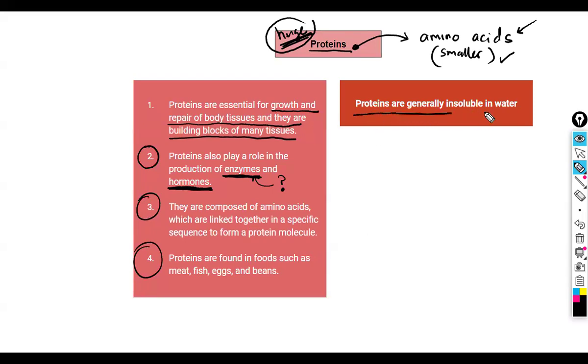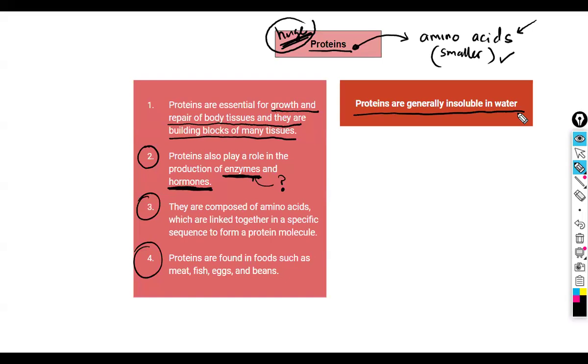Also, proteins cannot be dissolved in water. And I can prove that. If you take a chicken breast and you throw it in water and stir it with a spoon, the chicken breast is not going to disappear, because proteins cannot be dissolved in water. It's insoluble, the opposite of soluble.